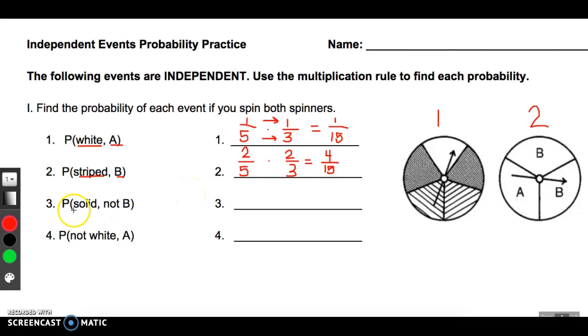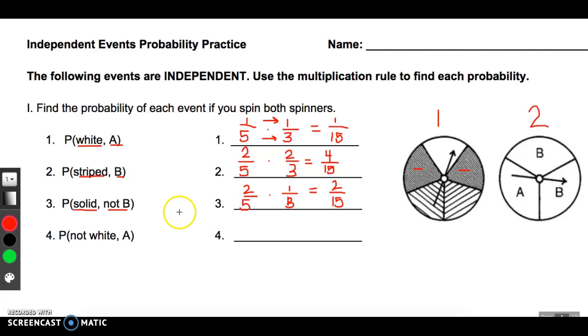So third one says, what's the probability of a solid section, which we're going to count these 2 shaded sections as solid. So again, that would be 2 sections out of 5. And then what's the probability of not landing on B on the second spinner? Out of the 3 sections, 1 of them is not B. So this would be a 1 out of 3 chance. So multiplying those together, 2 times 1 gives me 2 up top and 15 on the bottom.